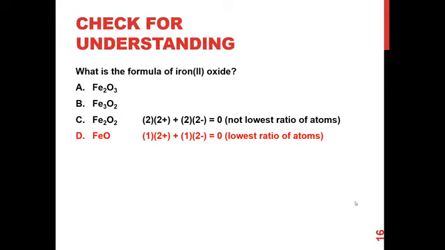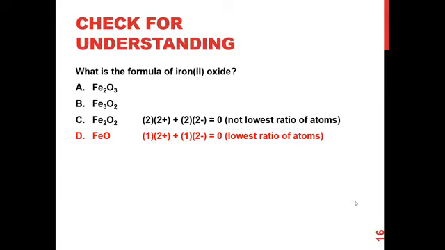Iron(II) oxide, the Roman numeral 2 tells you the charge on Fe must be 2+. Oxide tells you that it is the O2- ion because oxygen is located in group 6A. 2+ plus 2- equals 0. Therefore, the correct answer is choice D.